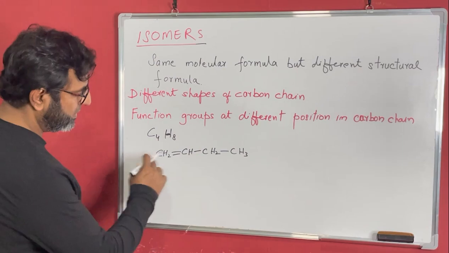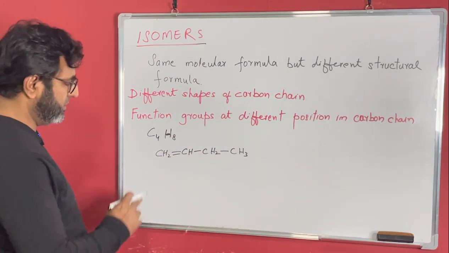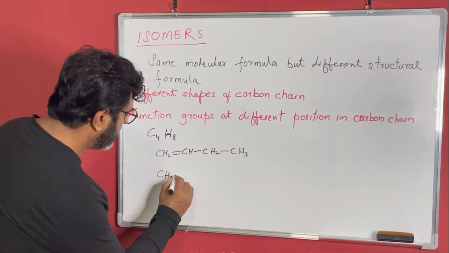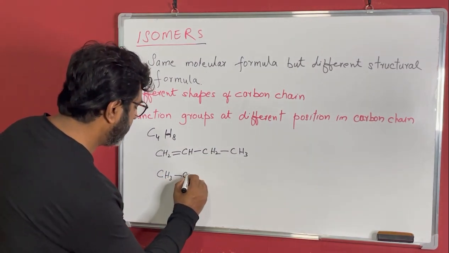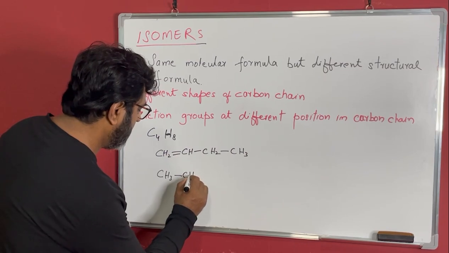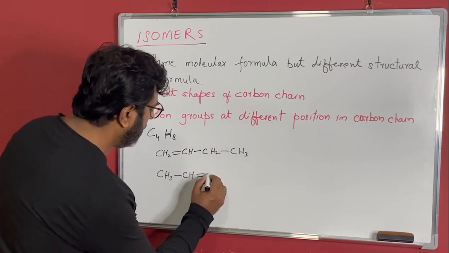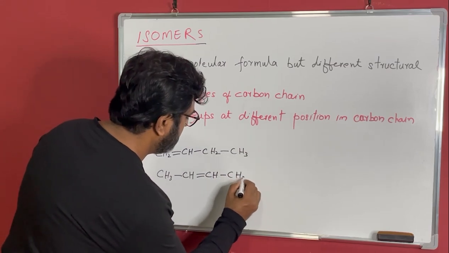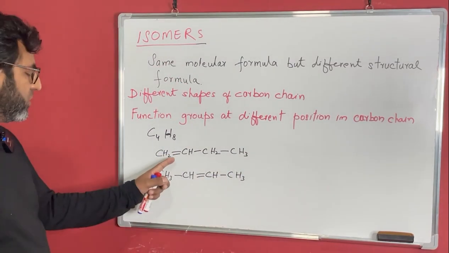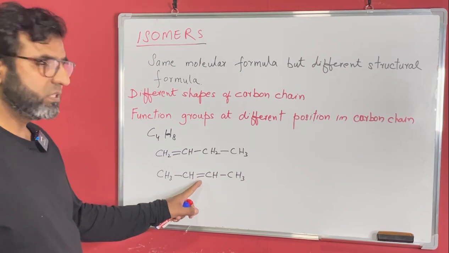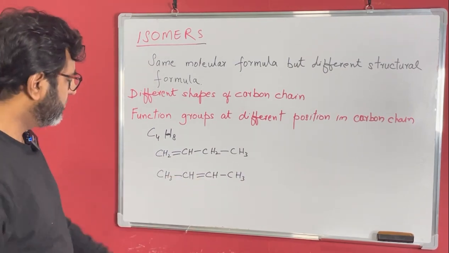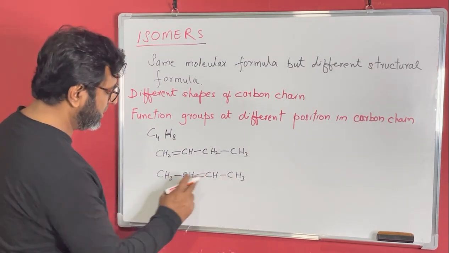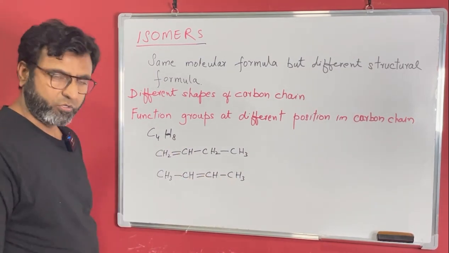I can write the same formula in a different structure also. CH3, CH double bond CH, CH3. So now the double bond has come to the middle position. The position has changed, but they have the same molecular formula. 1, 2, 3, 4 carbons, 3 and 3, 6 and 2, 8 hydrogens.